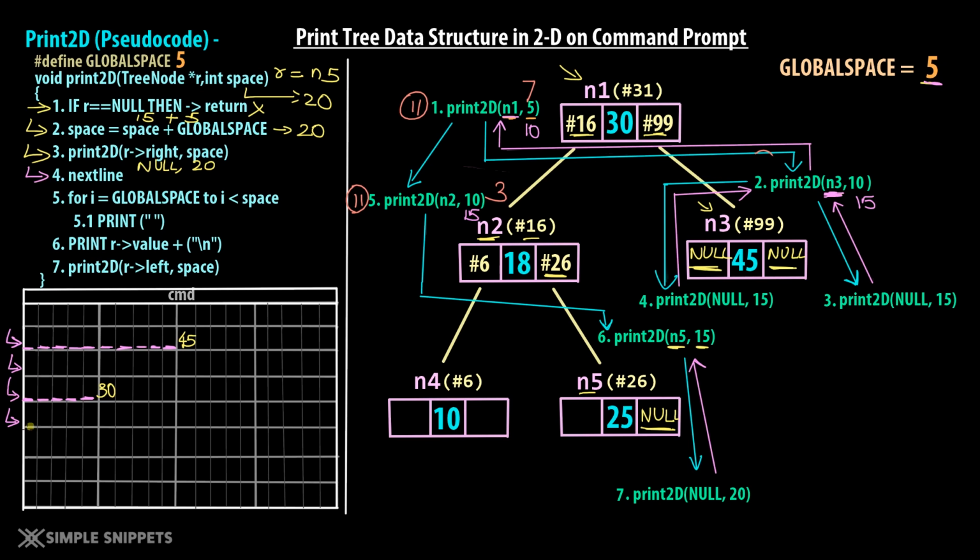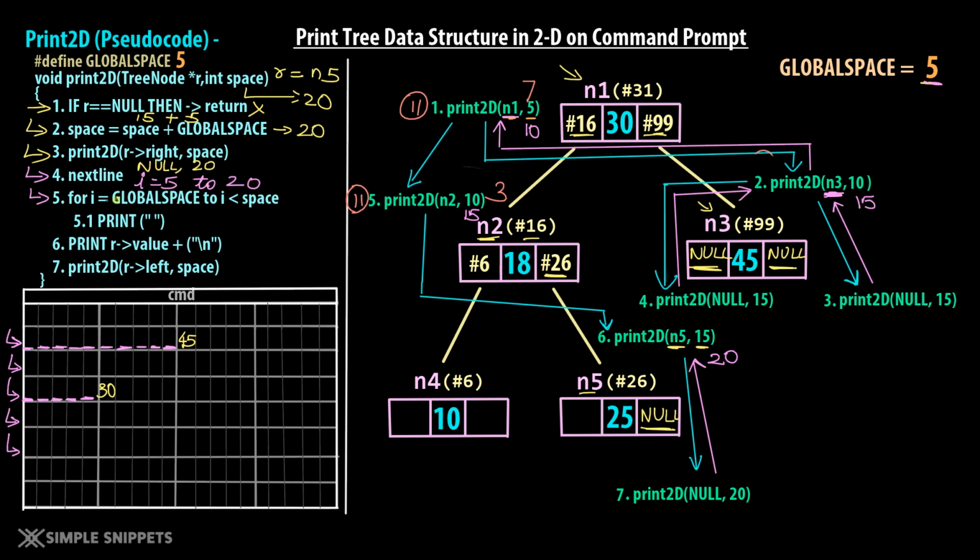At step 4 we are saying next line. On our command prompt you can see our cursor is over here currently, so we will move to the next line. Then at step 5 we are running a for loop. We are saying i equals global space, which means i equals 5, to i less than space. What is the space value in the 6th print2d? Remember it became 20, so let's write 20 over here. It became 20 at step 2 itself. So we are running this for loop from i equals 5 to i less than space, which means we are running it to 20.